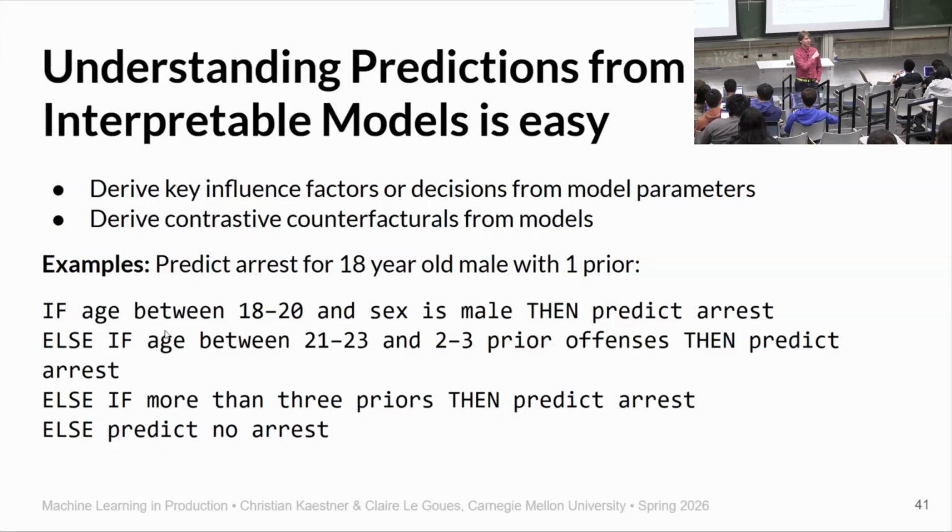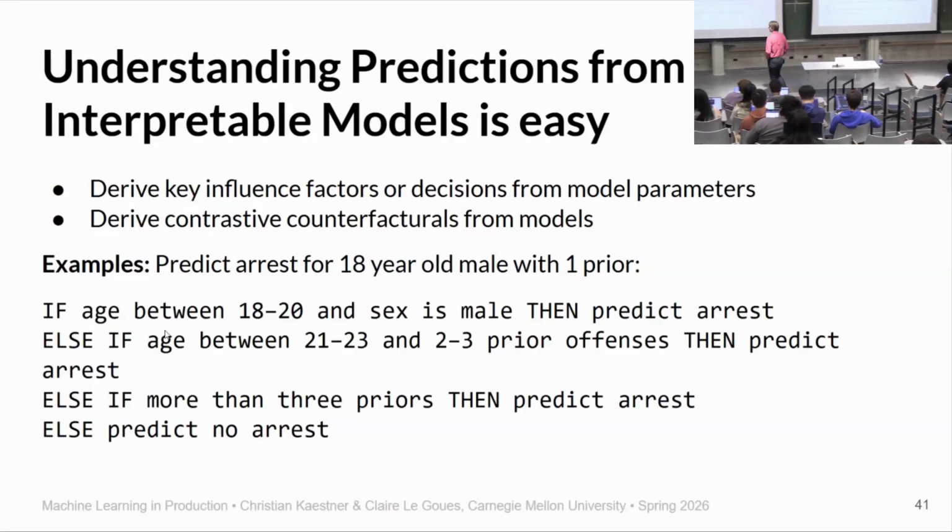You can also say, what were the features that were most influential here? It's sex and age in this case, right? And prior offenses didn't matter in your case. Doesn't matter whether you have 1 or 0 or 5, we always would have predicted the same thing. Those are potentially useful information.